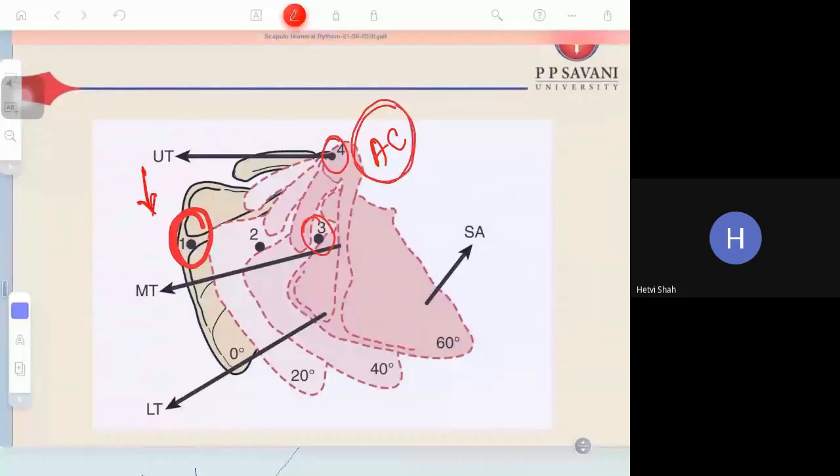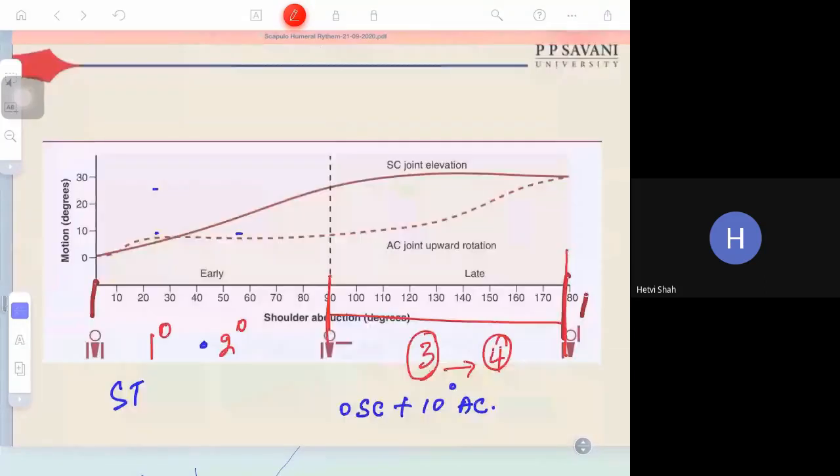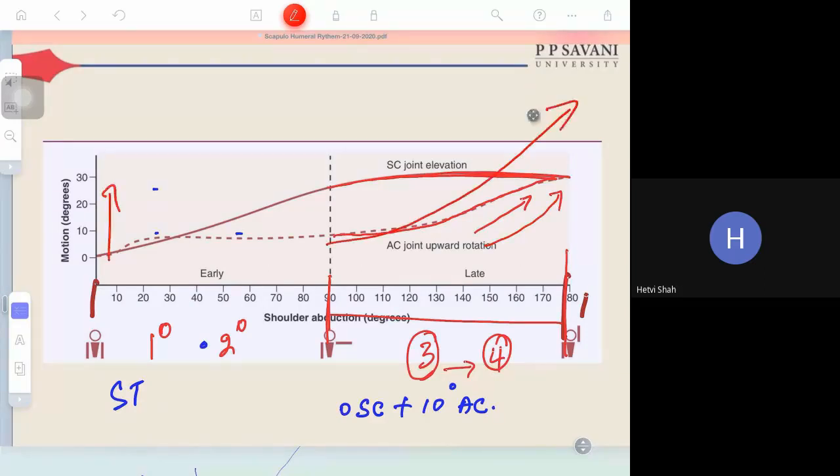Sternoclavicular joint contribution now is less. Acromioclavicular joint contribution is high for rotation. I am talking about rotation. Now you see, acromioclavicular joint contribution is getting high. You see it's going up. And sternoclavicular contribution is fixed. Acromioclavicular joint motion is predominating. See, it is going high, the acromioclavicular joint. Are you clear?